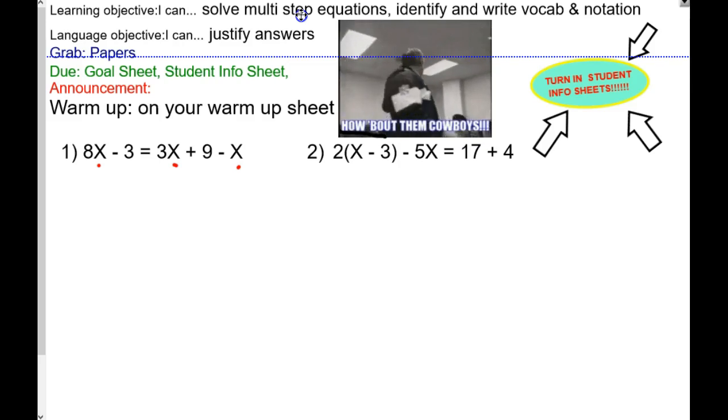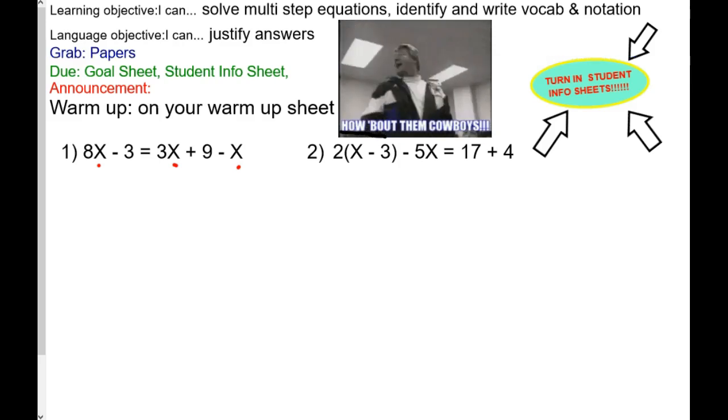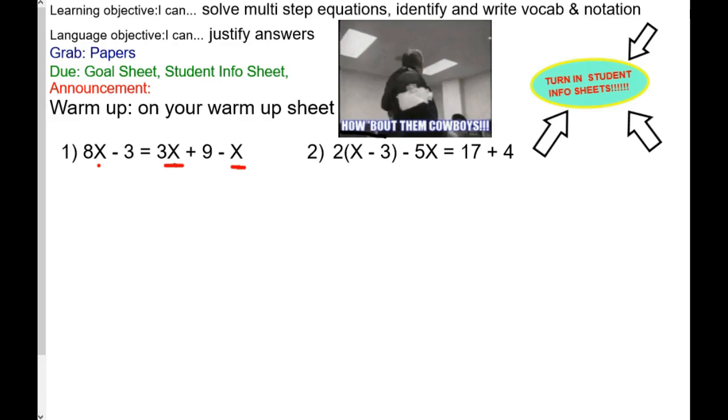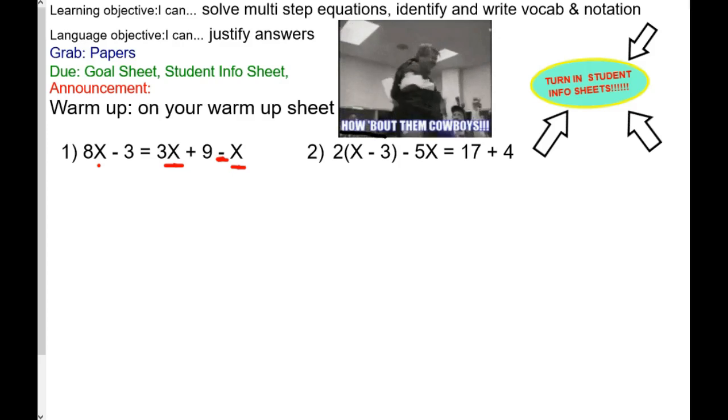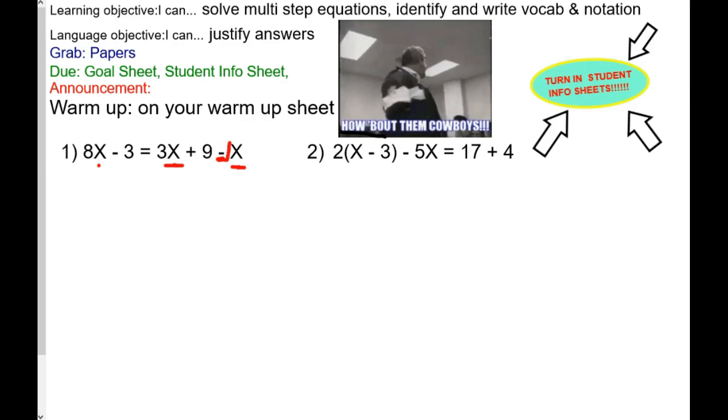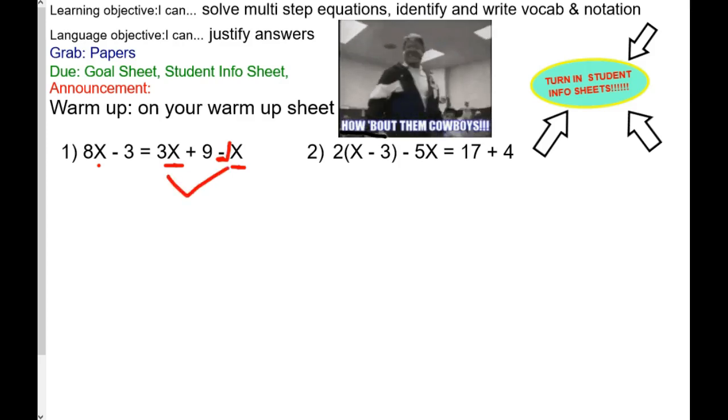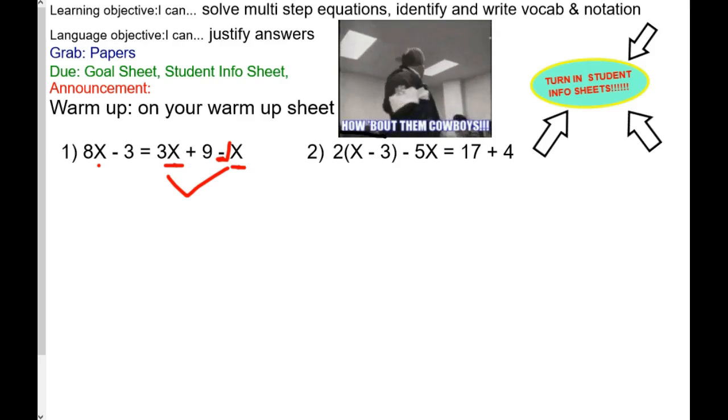So, on number 1, again, we have more than one X, and we already said that if we have more than one X on the same side, we have to combine like terms. Is everyone hearing me? Because I will expect you to be able to solve for X combining like terms, right? Thank you. While I'm up here at the front. So, 3X, and this is a what? Minus X, which means minus 1X. What's 3X minus 1X? 2X, right? Write that down.